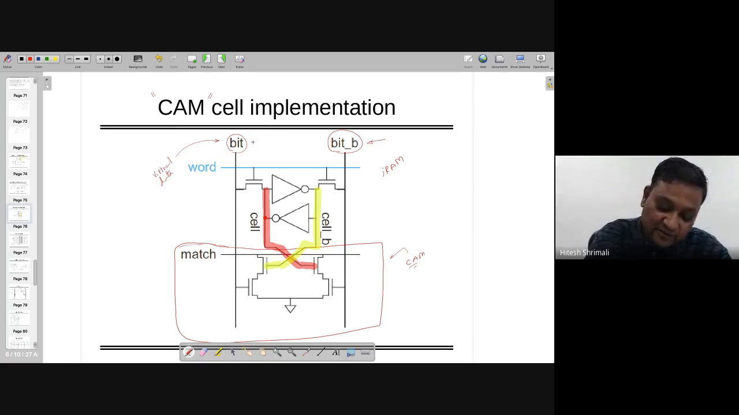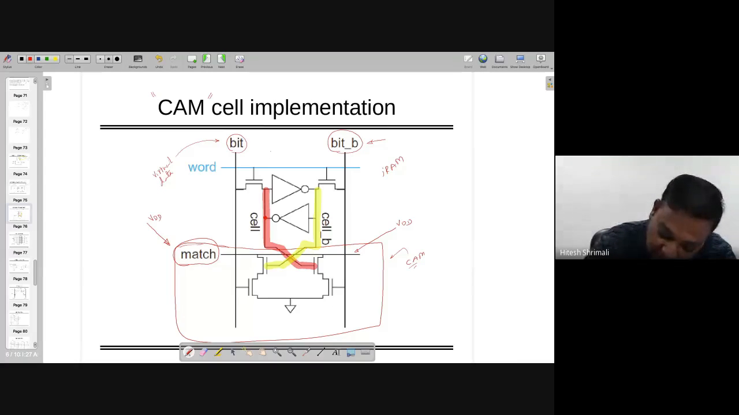During the pre-charge, bit bar may be 1, and match is also 1. Note that match is also precharged to 1. So this is also precharged to VDD, right? And in the next stage, when I'm going to read the data, look at these two values. These two values are already filled, or there is some data available.